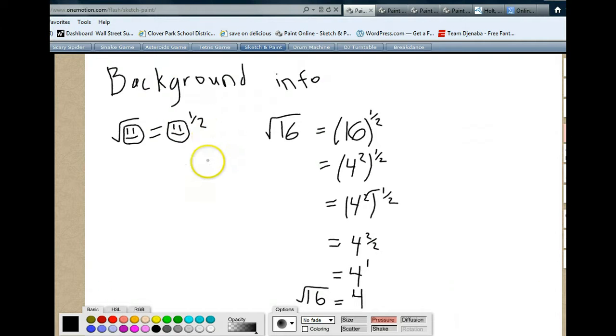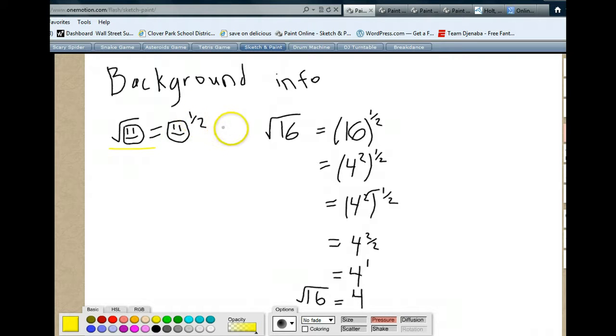Let's begin with some background info. A nice way to teach this lesson is to understand one of the properties that you'll use a lot in calculus. Even though this is an algebra class, teaching the calculus way may help students out a lot more. So if you have the square root of a smiley face, which is right here, square root smiley face is going to be equal to smiley face to the 1/2 power.